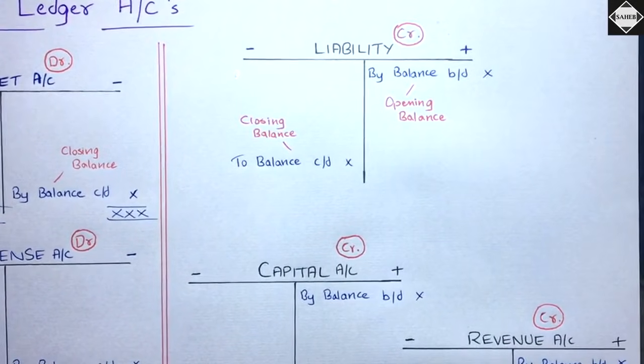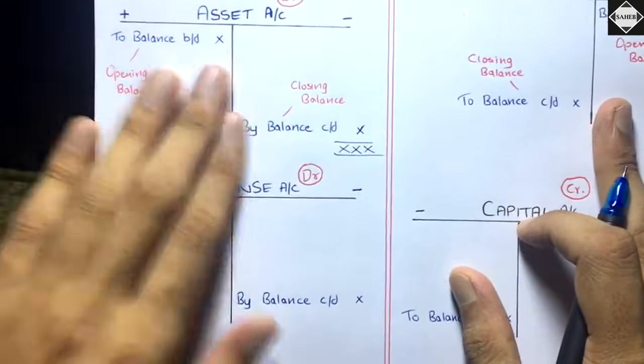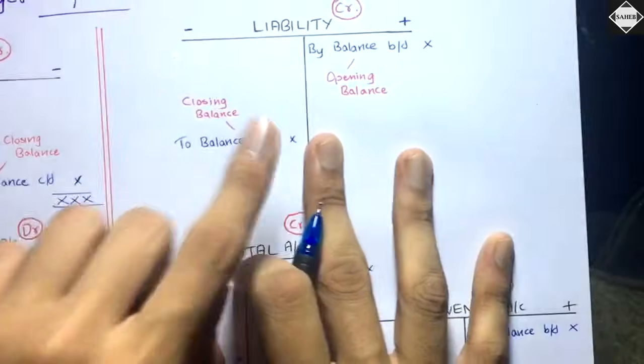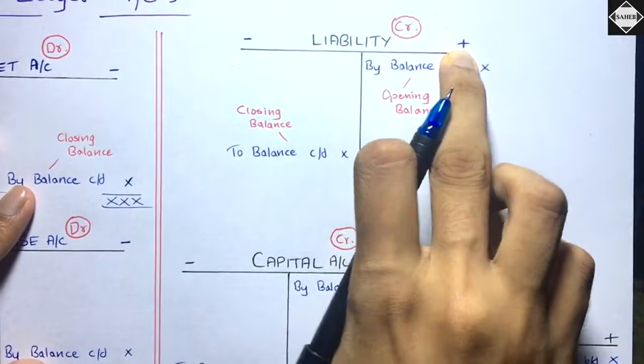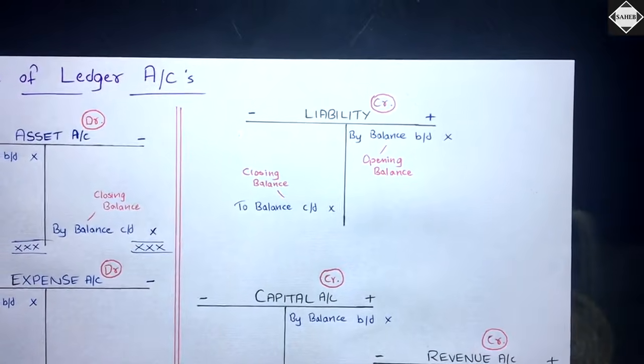It's very simple. Just see how the transaction affects your account. Does it increase or decrease? Now here, increase is debit and decrease is credit. But here, increase is credit and decrease is debit, because this has a credit balance. Is that clear to you? So these are the different types of ledger accounts.